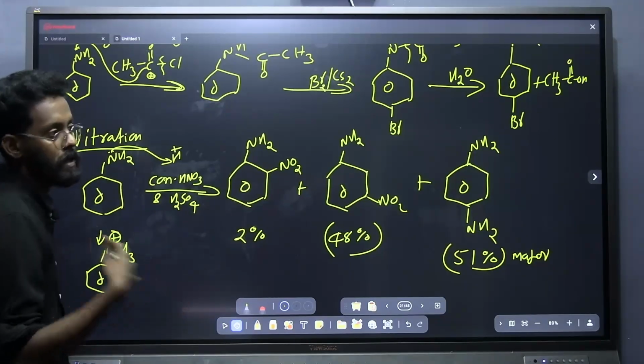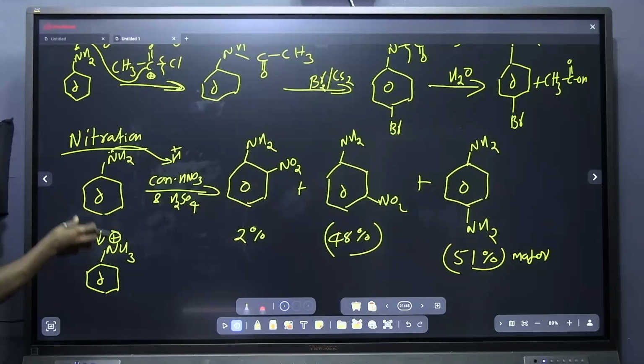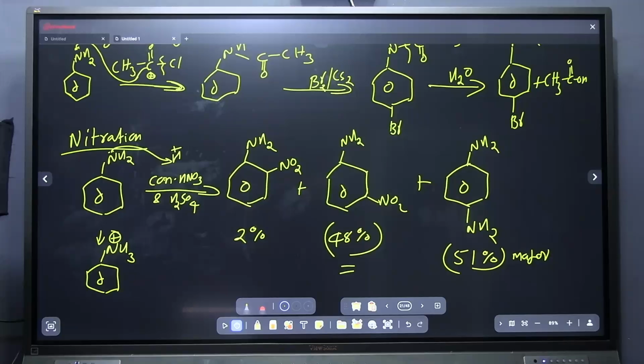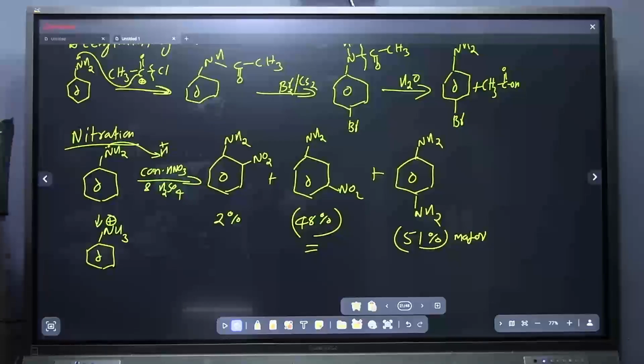Deactivating group will be giving meta as the major one, right? And the deactivator is not that strong. So I will be getting meta with 48%. Okay, this is the reason why in the case of nitration, meta is coming as a second major product. The percentage is important. Note it down, everyone.